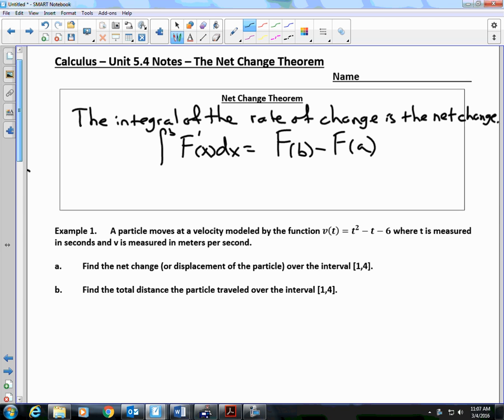We look at the net change theorem. And here's what the net change theorem says. It says that the integral of the rate of change is the net change. The integral of the rate of change is the net change. So as you look at this, I have f prime of x. What this is stating is that whatever you're taking the integral of is a rate of change function.